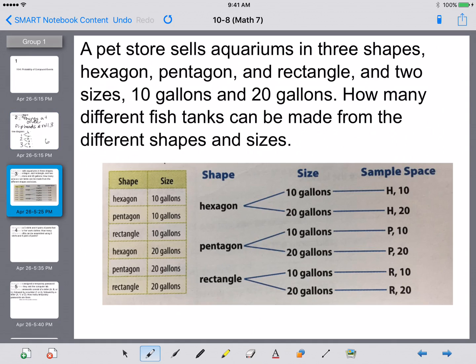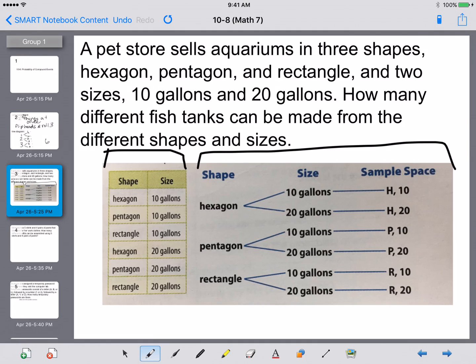So here's an example for you. A pet store sells aquariums in 3 shapes: hexagon, pentagon, and rectangle. And there are 2 different sizes, 10 gallons and 20 gallons. You want to know how many different fish tanks can be made from the different shapes and sizes. There are 2 ways you could figure that out. You could use a table like they did here, or this tree diagram, which looks a little nicer than the one that I made on the other page.